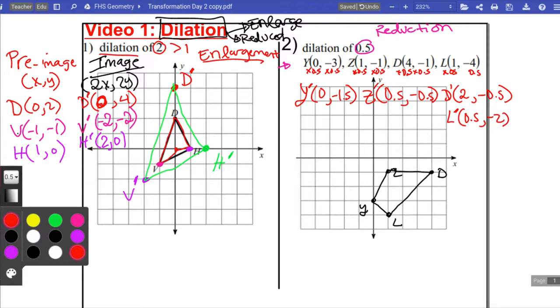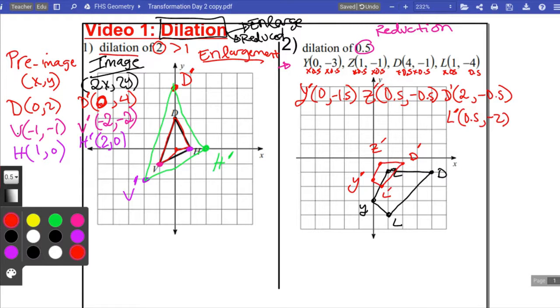Now let's graph our reduction, which is a dilation with a scale factor less than 1. Let's see how small it would look. Y is at 0, -1.5, which is right here. That is Y prime. Z is at 0.5, -0.5. Right there, that would be your Z prime. D prime is located at 2, -0.5. Right there, that is your D prime. And L prime is 0.5, -2. Right there. Boom, that is it. So now let's connect the picture. Boom, boom, boom.